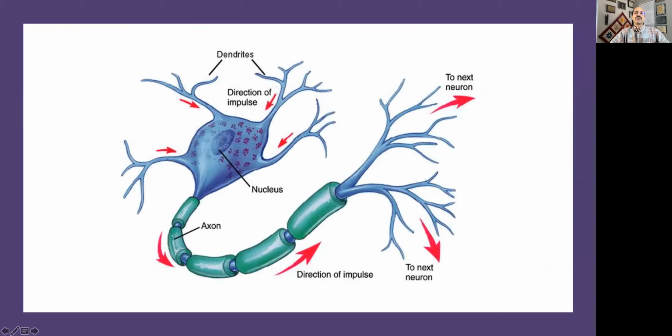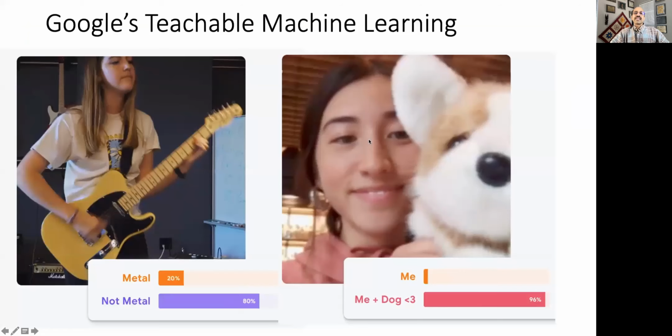Right? A single neuron cannot do much. It has to connect to multiple other neurons to do anything useful. So same thing with machine learning. Even in machine learning, we have a bunch of neurons connected to each other. Right? So you can actually play around.